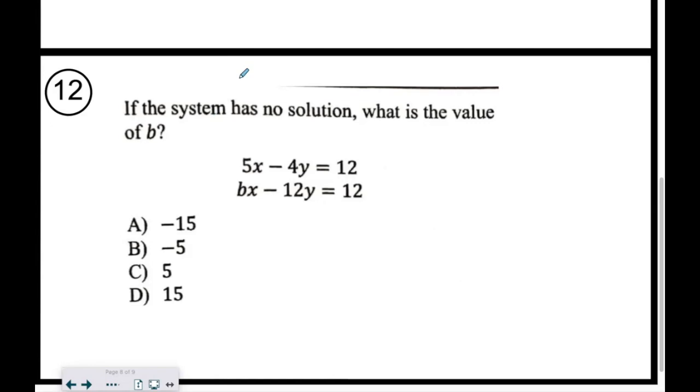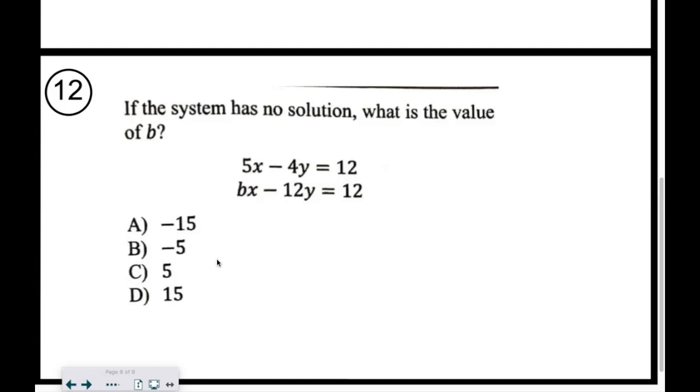All right. So anybody can type this stuff in and graph it, but it's like, do you know what you're looking for? So we're going to put this system in and we're going to remember that we want to know what the value of B would be for the system to have no solution.